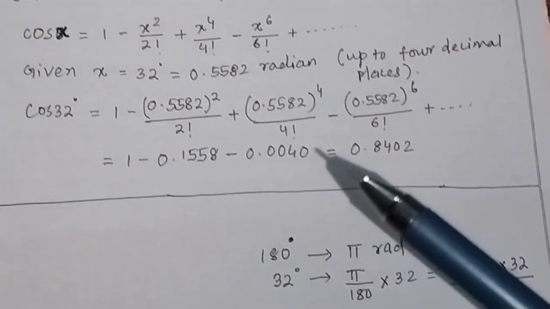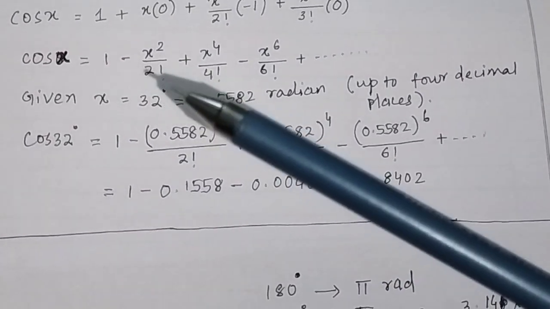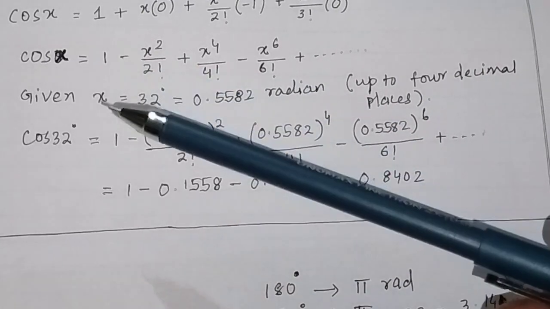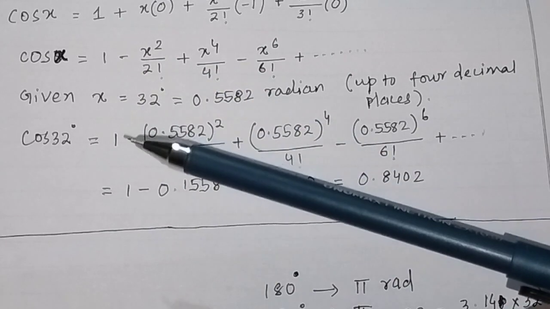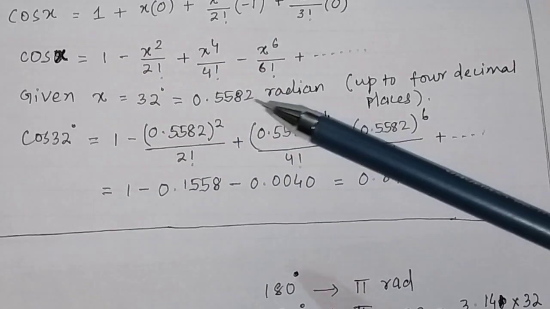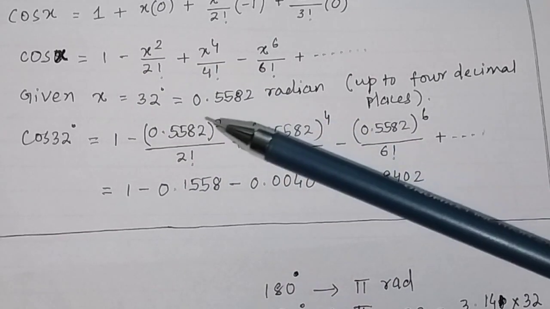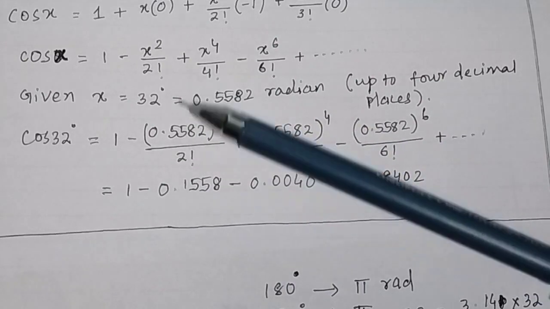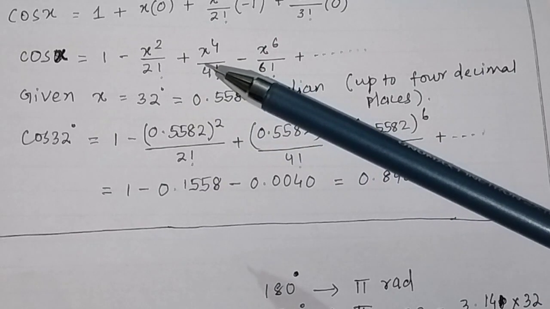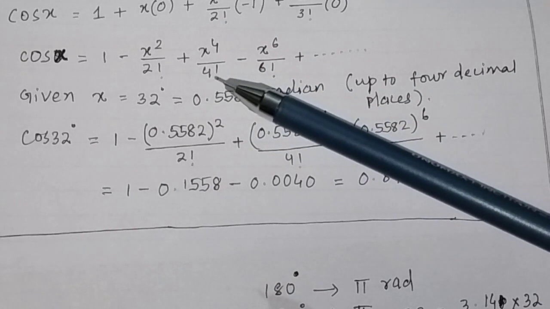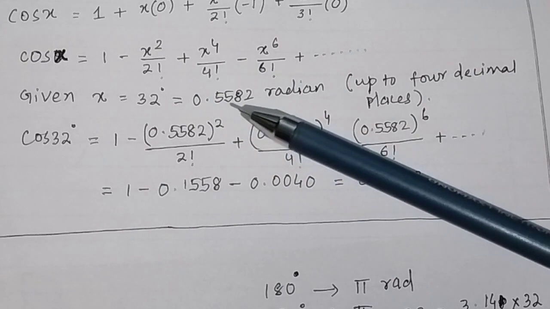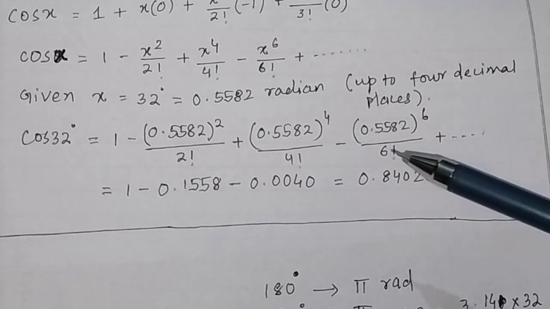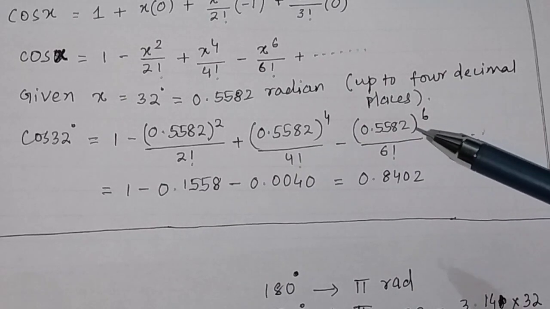And now substitute the value of x in the expansion of cos x. You substitute here, then the first term will be equal to 1, the next term will be equal to minus x square, with x value 0.5582. So 0.5582 whole square divided by factorial 2, this term. Then the next term will be x4 divided by factorial 4. x4 means 0.5582 whole to the power 4 divided by factorial 4. In this way you can write the next terms.